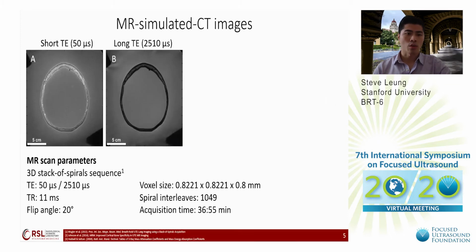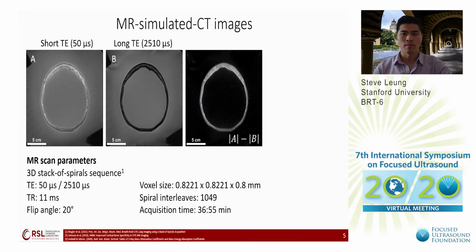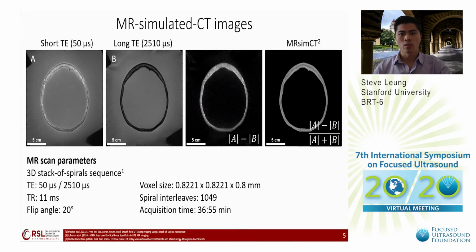MR images were acquired with a 3D stack-of-spirals sequence in which 2 echo times were used. The first echo time still has bone signal, whereas in the second echo time, the bone signal has decayed. The subtraction image, A minus B, does a good job of delineating the bone. We can take this one step further and divide the subtraction image by the sum of A and B to highlight cortical bone contrast. And we'll call this MR simulated CT, MR sim CT for short.